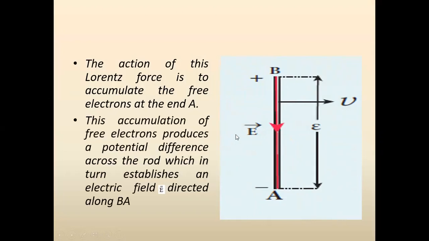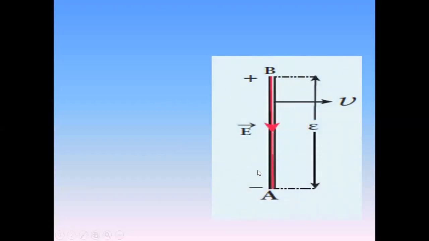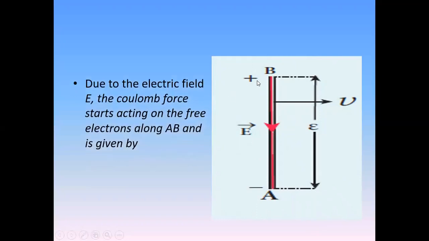Now, because of this accumulation of free electrons, a potential difference is produced across the rod, establishing an electric field. It will produce an electric field from B to A. Always the electric lines of force move from positive to negative, so an electric field is produced. The electric field is due to the Coulomb force. The Coulomb force is given by F_E vector is equal to minus e E vector.